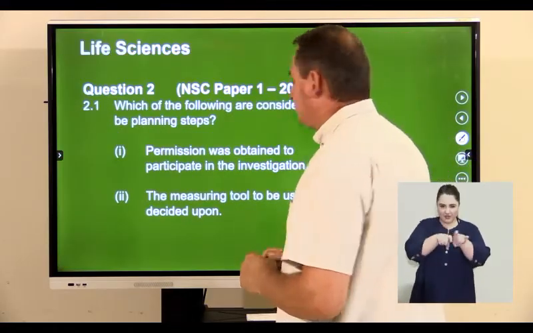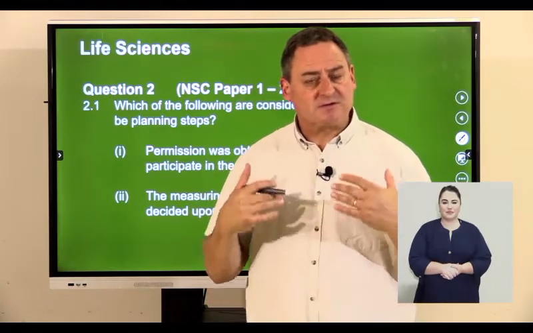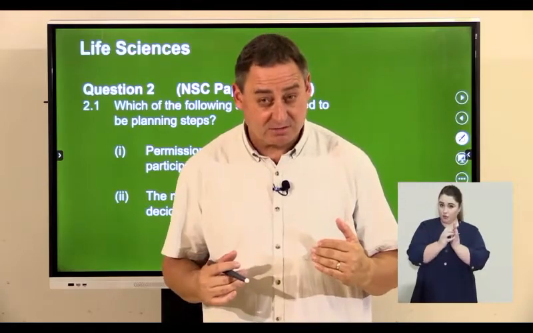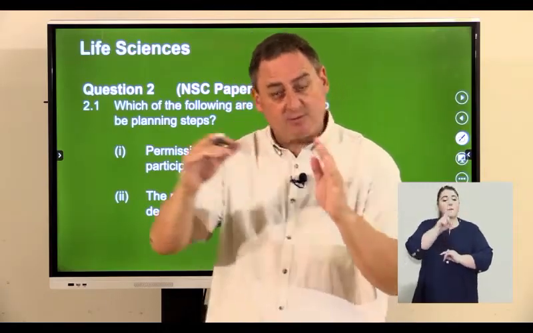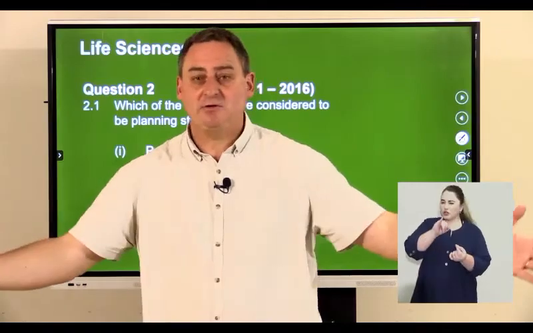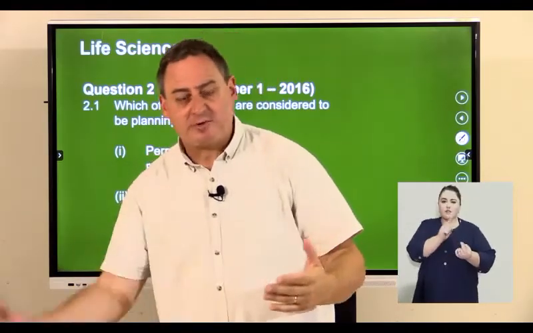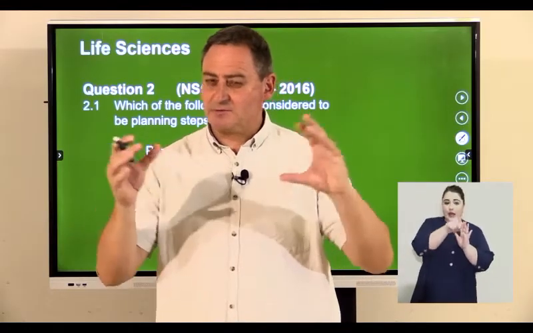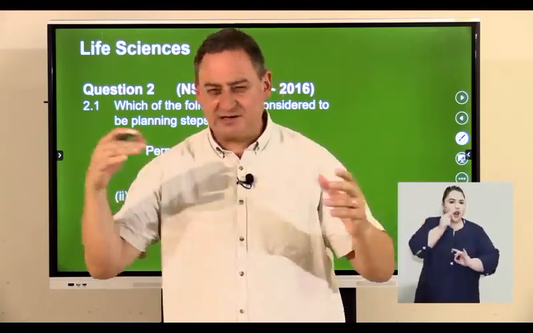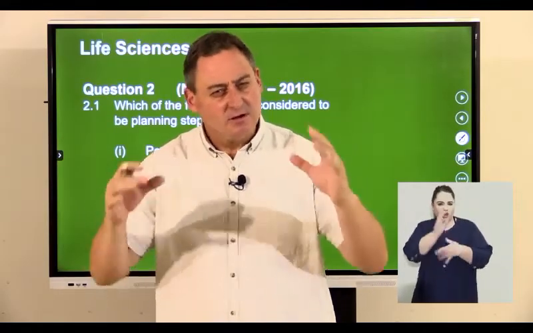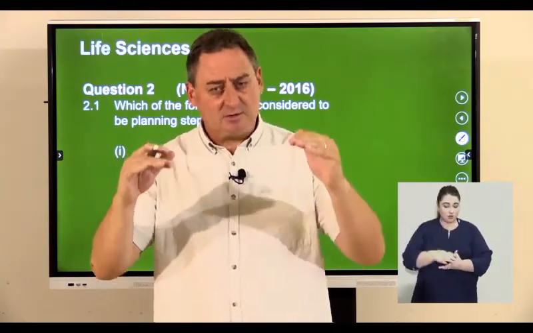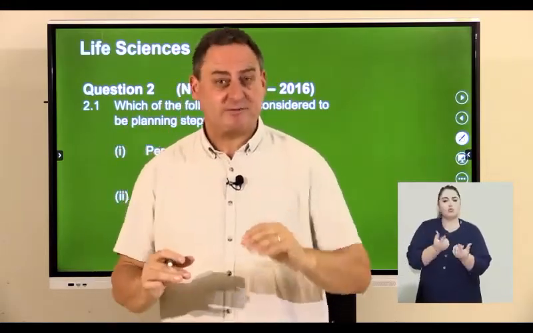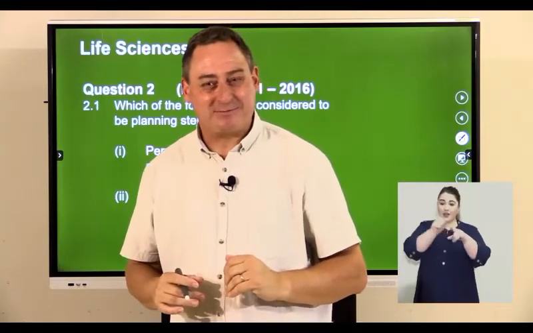So which of the following would you now consider as planning steps? This is what we'll be looking at in this question, because you need to plan before you do the experiment. You can't just go to the lab and there you are. How will you do it? Who will be your participants? Are ethics involved? Ethics means right and wrong with regards to gender and age and religion and human rights and so on. You must consider all these things. So you have your precautions and your planning. You think about these things before you do the actual experiment. And we are training you well to become good scientists.